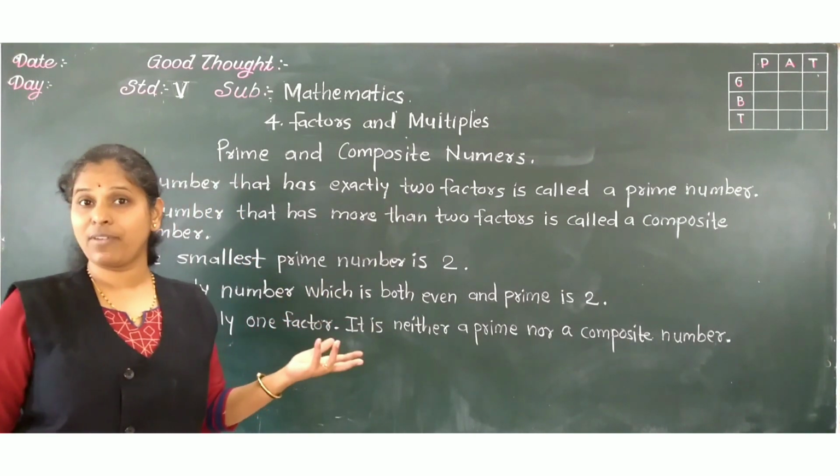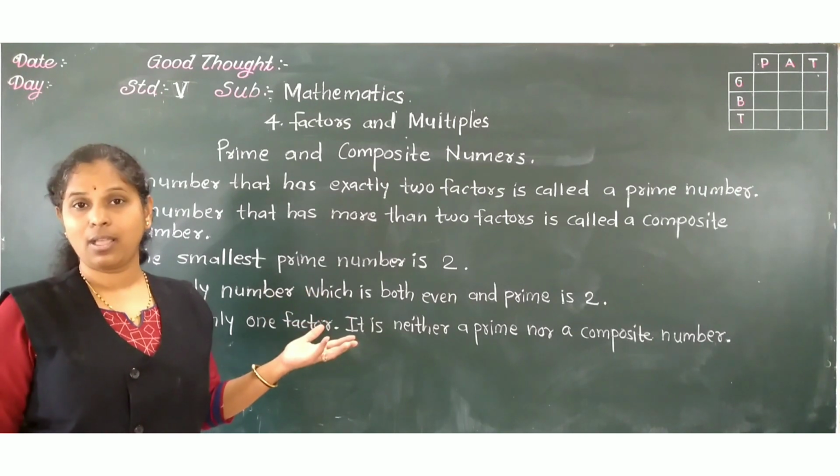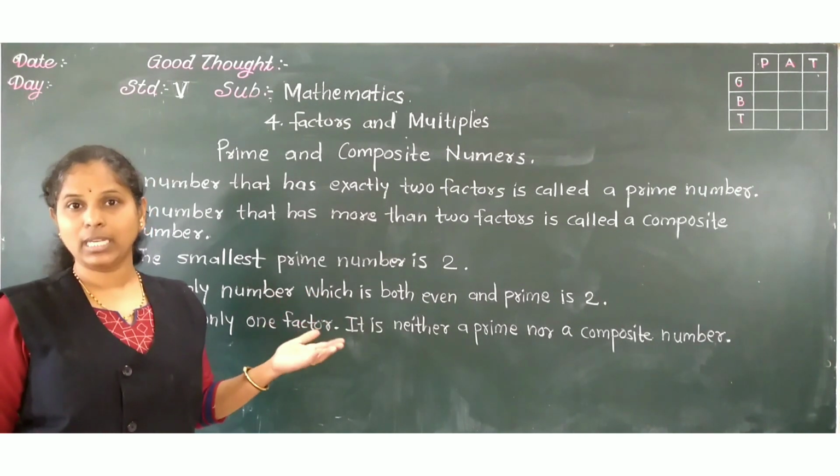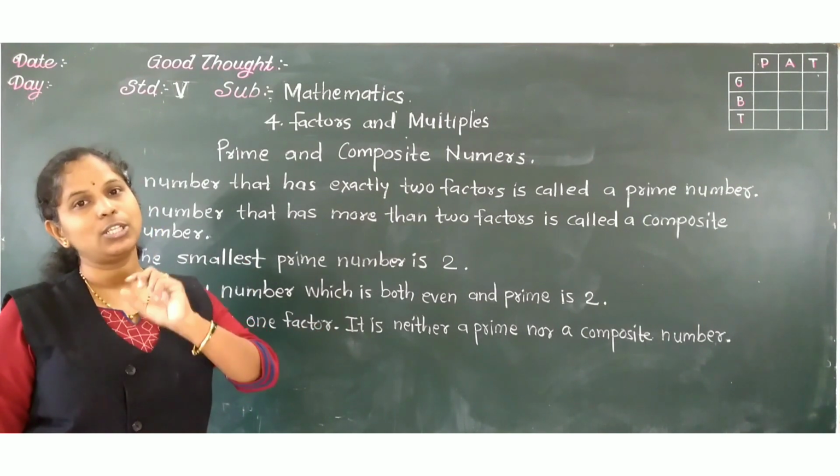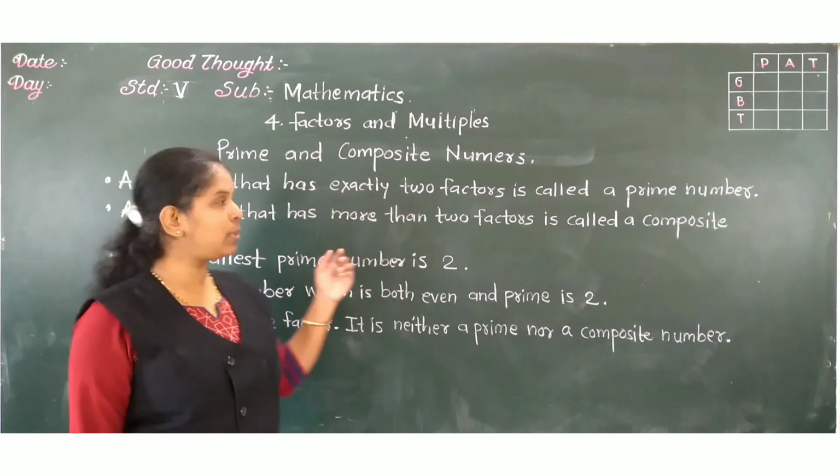Same as 37. See the number 37. Can we divide 37 by any other number? No. Only 1 and 37. So 37 is also a prime number.